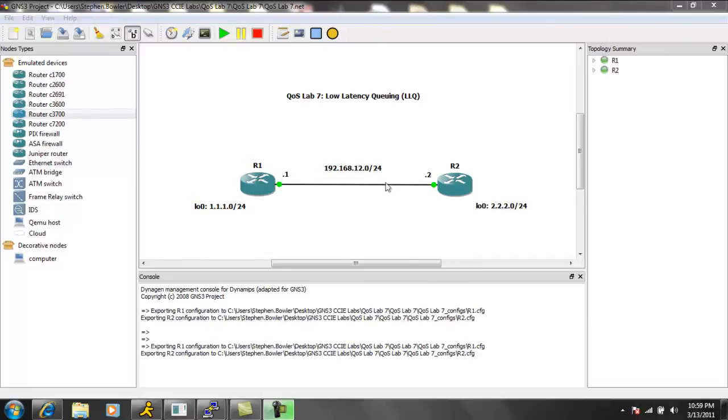When congestion occurs across the link, we are going to use our low latency queuing strategy to prioritize or allow one of our queues of traffic to have priority over the other queues. And again, the way this is going to work is that this traffic specified with the priority is going to be dequeued first and be guaranteed an amount of bandwidth.